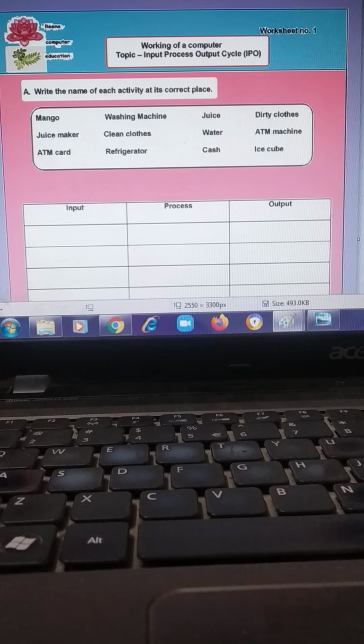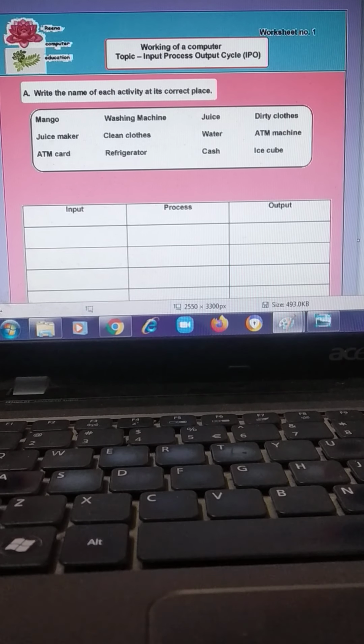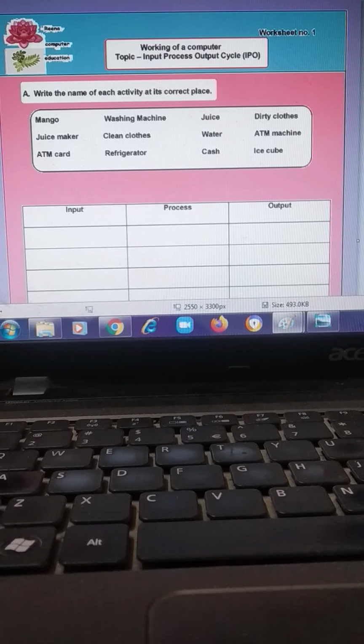It means we have to give something to the computer, that will be called input, and the computer will process it with the help of the processing device, that is CPU. And after that, the computer will give us the output.